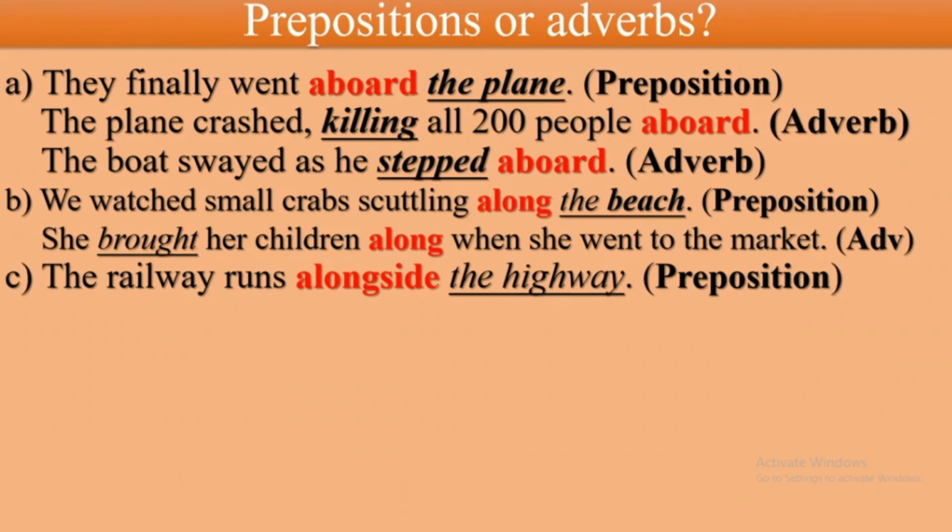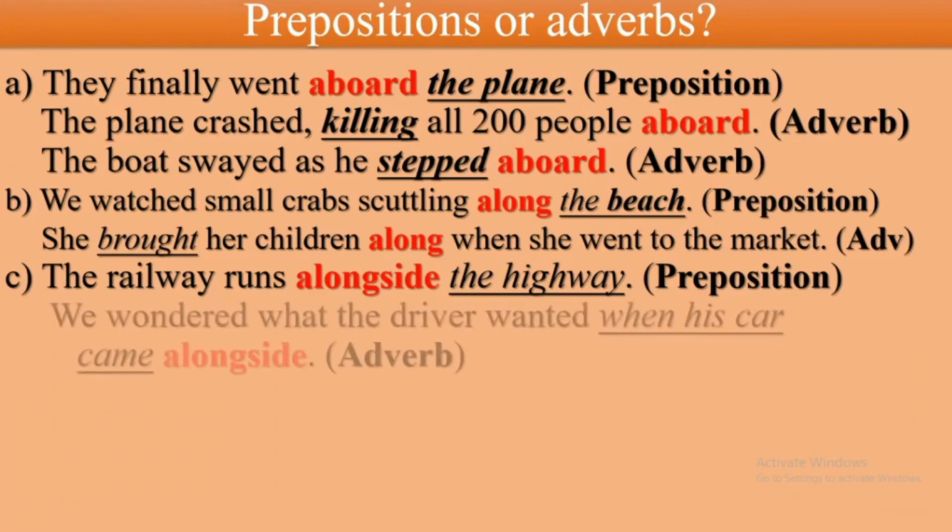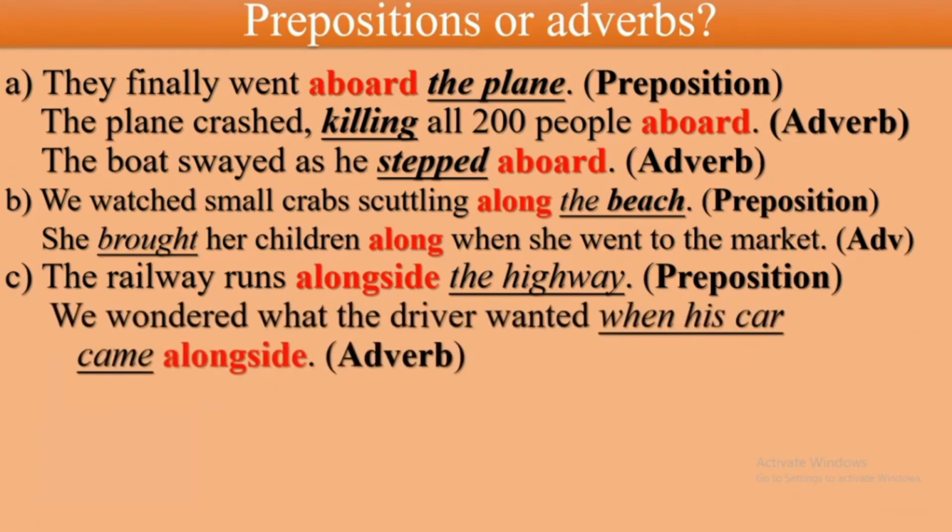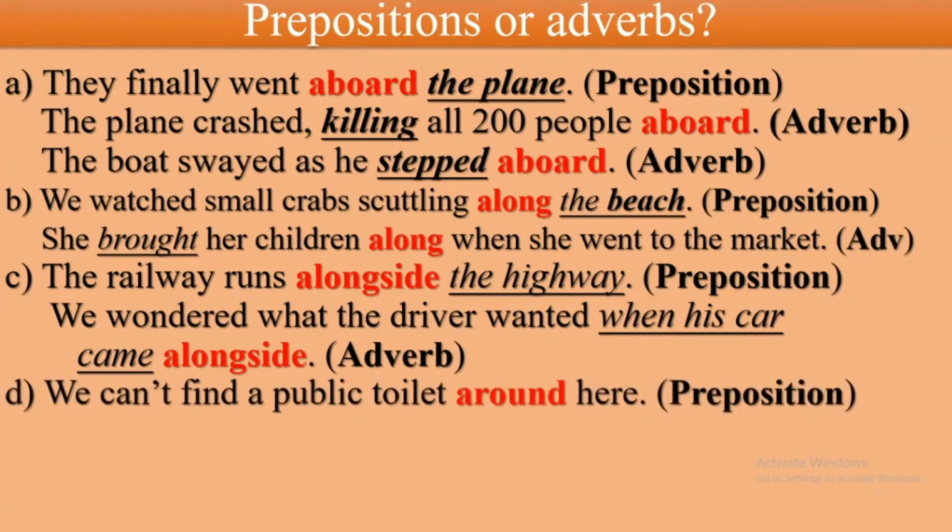The railway runs alongside the highway. It is a preposition and it has an object, that is the highway. We wondered what the driver wanted when his car came alongside. It's an adverb as it has no object.